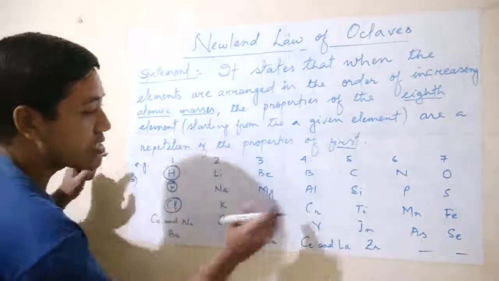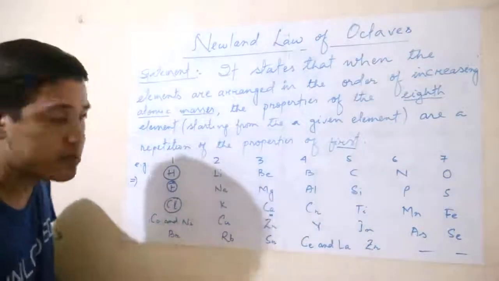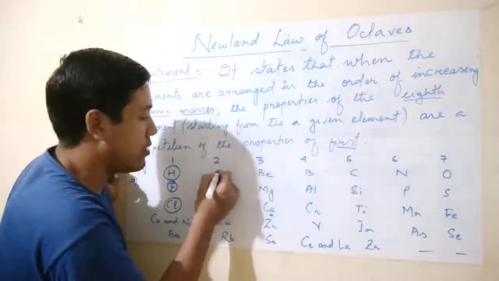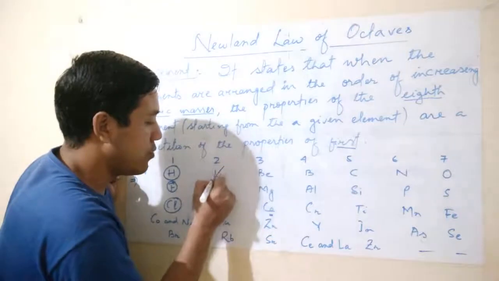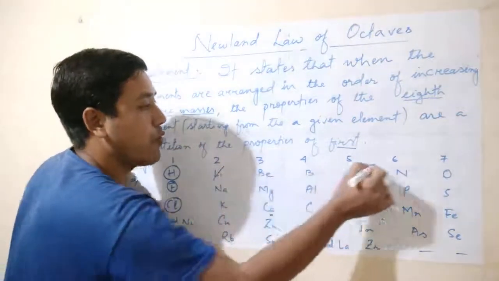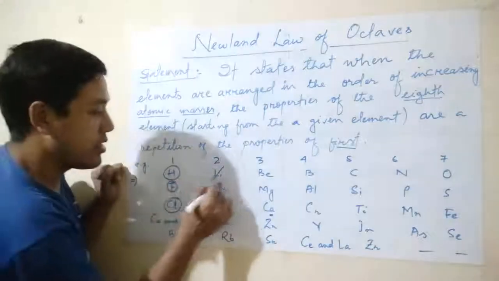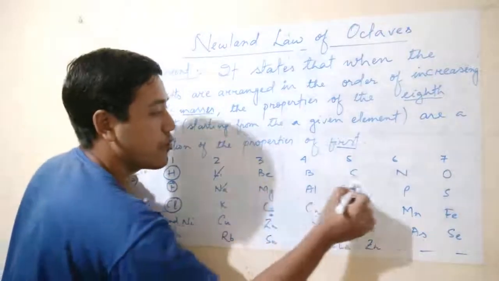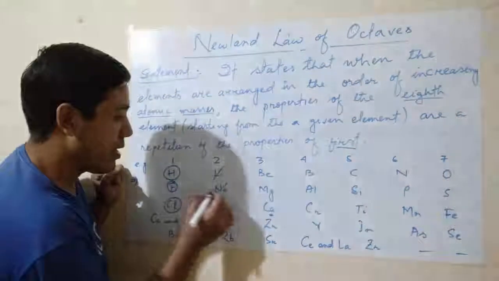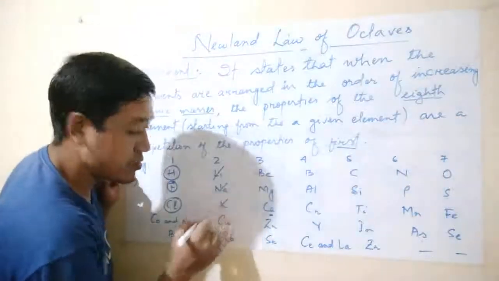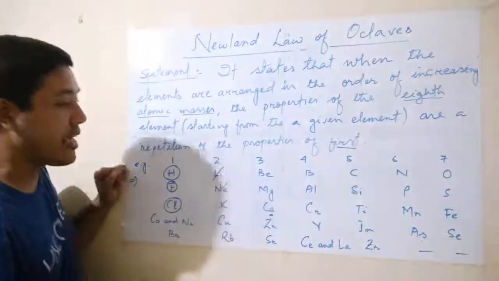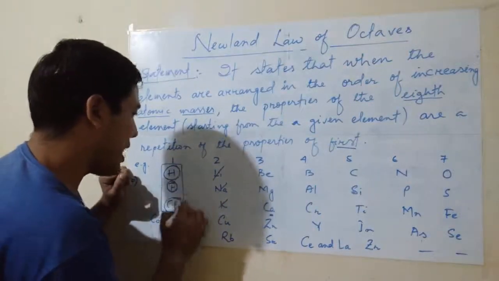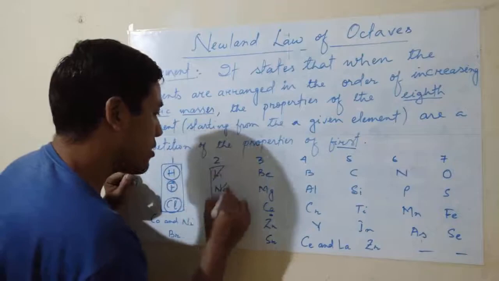Only up to calcium it can be applicable, right? Next one is lithium. Then look here: 1, 2, 3, 4, 5, 6, 7, 8, right? And again count from sodium: 1, 2, 3, 4, 5, 6, 7, 8, right? Next, these three elements have the same properties, and these three elements also have the same property.